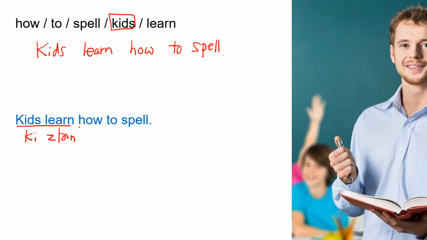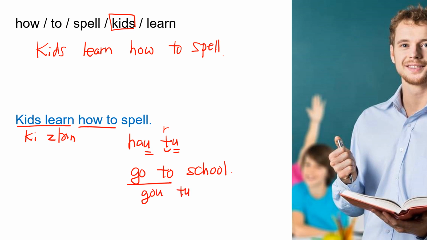How to. So many American people, when they pronounce this, how to, they say how-da. Why? Because this is a vowel, so the T flaps and sounds like an R. So kids learn how to spell. And for example, you say go to school. When they say go to school, they don't say the clear T. They say go-da. So vowel, T flaps. Go to school. So kids learn how to spell. You can say how to spell, but you also can say how-da spell. Kids learn how to spell.